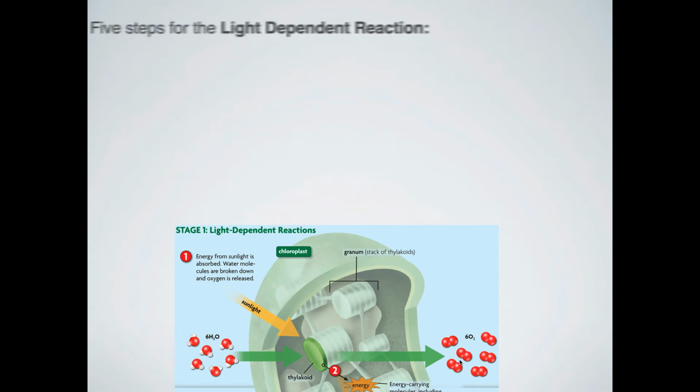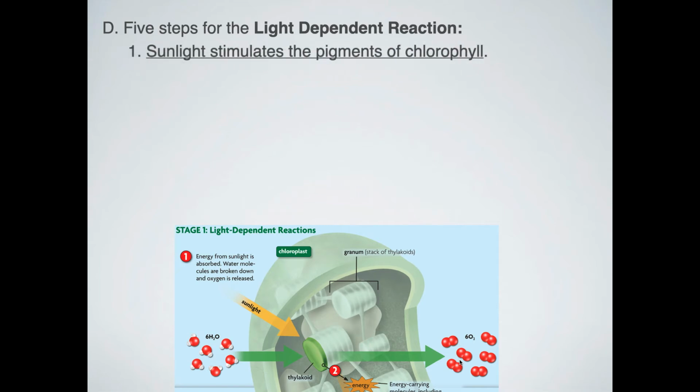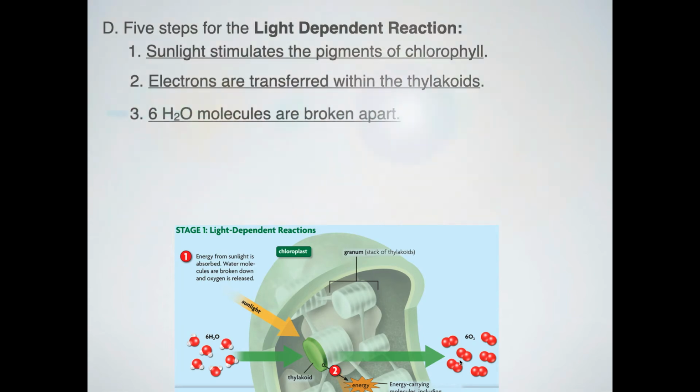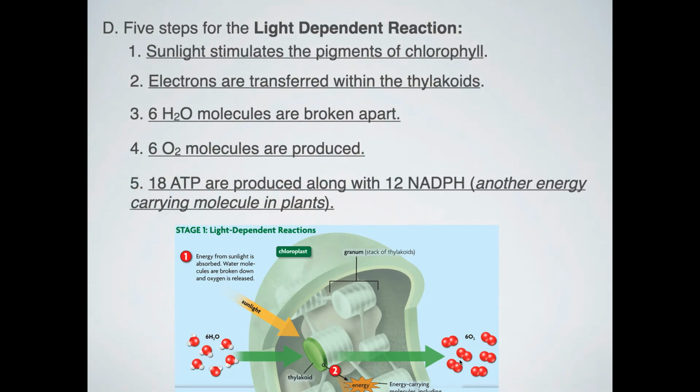And so in the light-dependent reaction, these are the important steps. Step one, and there are 5 of them: sunlight has to stimulate the pigments in chlorophyll. Secondly, electrons are going to be transferred within the thylakoid. The electrons being transferred are going to cause the following to happen: 6 water molecules are going to break apart, 6 oxygen molecules are going to be produced, and we make some energy. We make 18 ATP along with 12 NADPH.